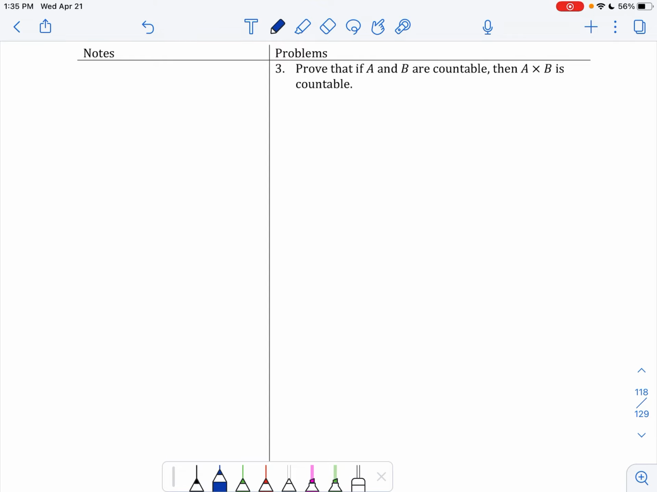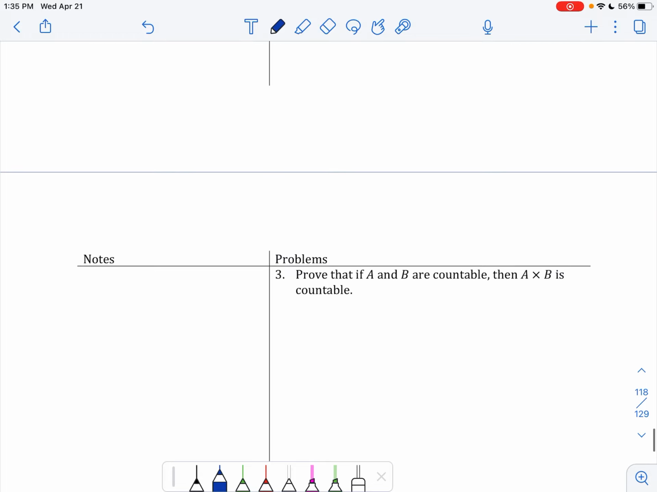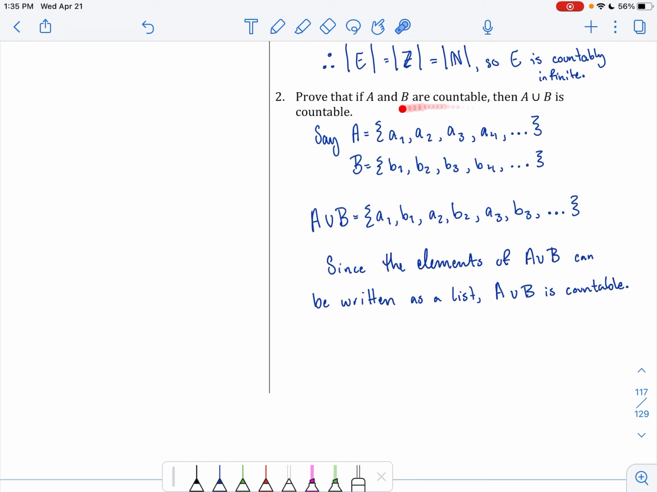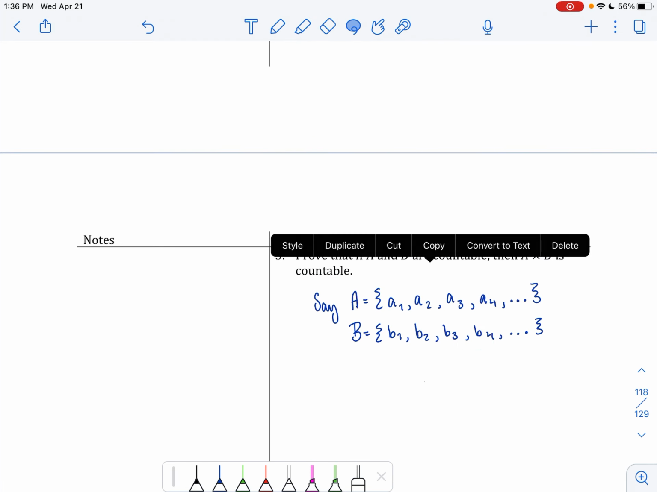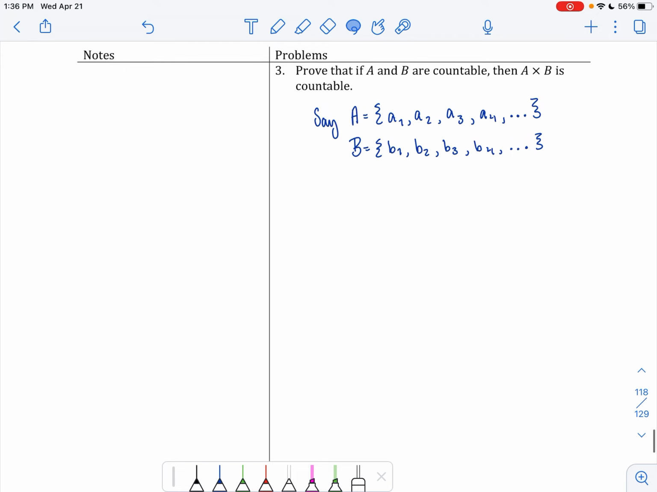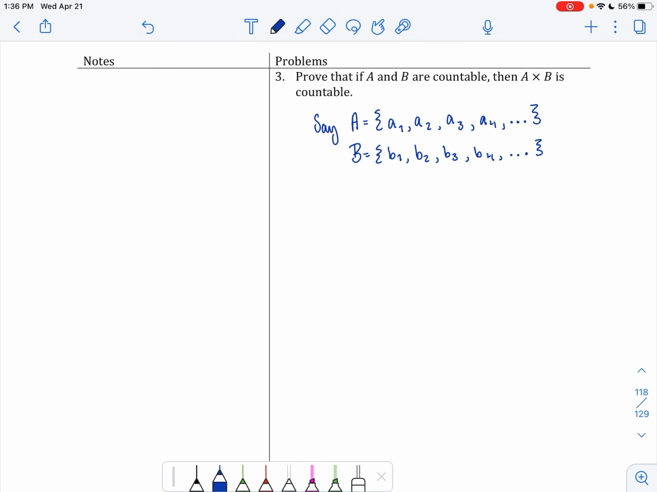This one's going to be a little bit tricky, and you will definitely want to use this one for your homework. Prove that if A and B are countable, then A times B is countable. So we're going to start the same way as we did before with these sets right here, and I can even just copy and paste because I'm very sneaky like that. So we'll start by listing out our A and B. Now, when I multiply two sets together, if you remember from back in the beginning, I would write it as a table. So I'm going to do the same thing here, just to give myself an idea of how I want to list these elements.